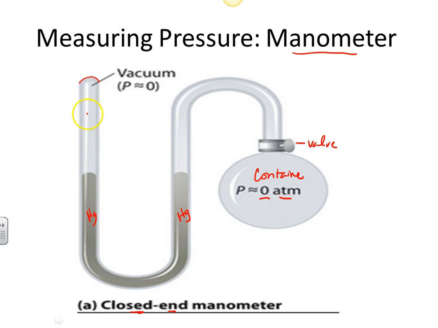And on this side we always have, in the closed-end manometer, a vacuum. So in this sense we've got a vacuum versus a vacuum, and you can see that the levels of mercury are the same. The amount of force applied to this side is equivalent to the amount of force applied to this side.